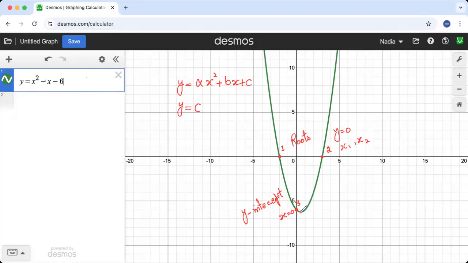The fourth point is the turning point. This point is always exactly at the center between these two roots of the parabola. That is what we call the turning point.